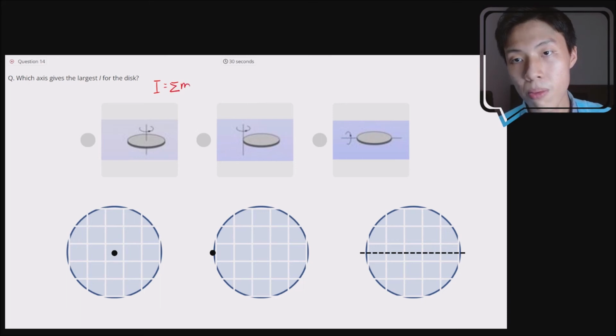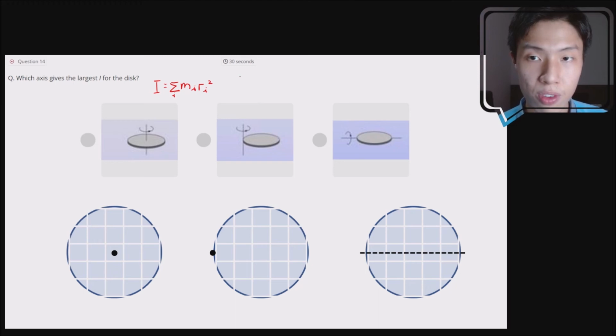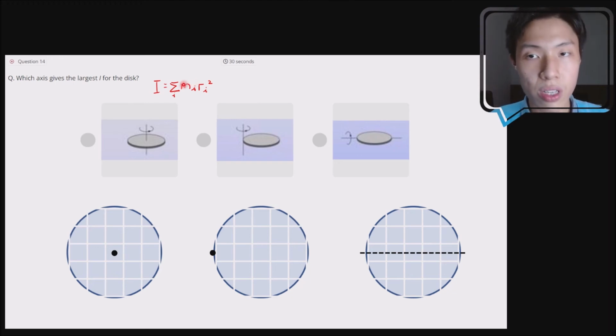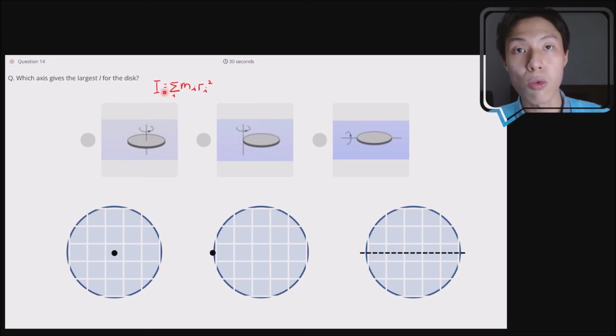It's the sum of little mass and the distance of that little mass from the axis of rotation. So I here can be 1, 2, 3, 4, 5 until infinity. For the first mass, you take the mass of the first particle times the distance of that particle from the axis of rotation squared. Then you move on to another particle: the mass of that particle times its distance from the axis of rotation squared. You do it for all the particles on the circular disc, then you add them all up, and you get your moment of inertia.